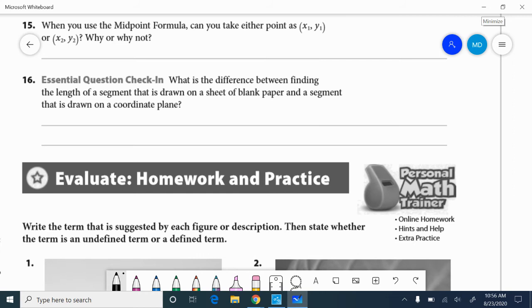Your essential question is, how do you draw a segment and measure its length? That's what you're supposed to be able to do with this lesson. And for number 16, what is the difference between finding the length of a segment that is drawn on a sheet of blank paper and a segment that is drawn on the coordinate plane? Okay, so we are comparing two different ways of doing that. And so a possible answer that you guys could have here is maybe you use a ruler to find the length of a segment drawn on a sheet of blank paper, and you would use the distance formula to find the length of a segment on a coordinate plane. So I will type that in for you.